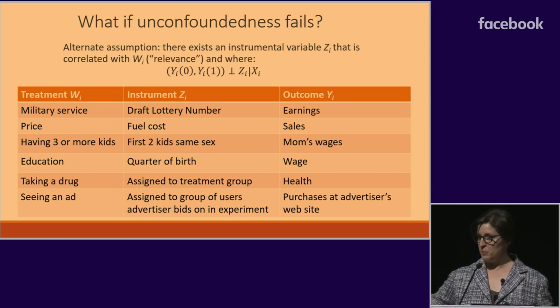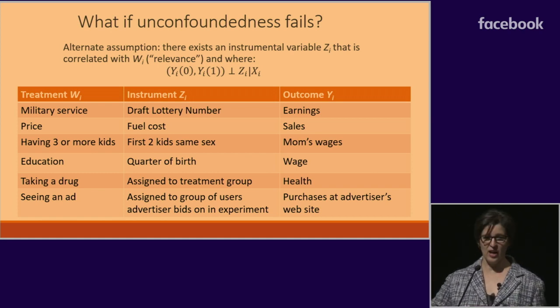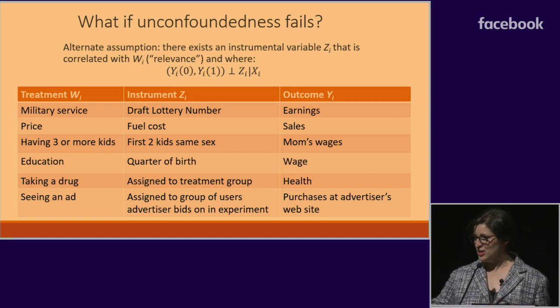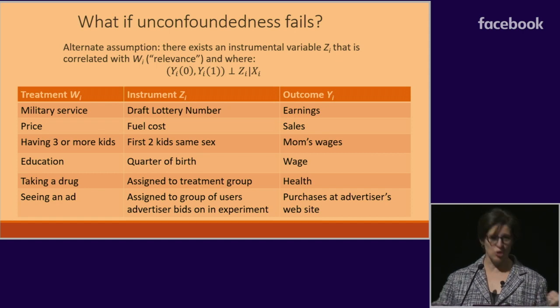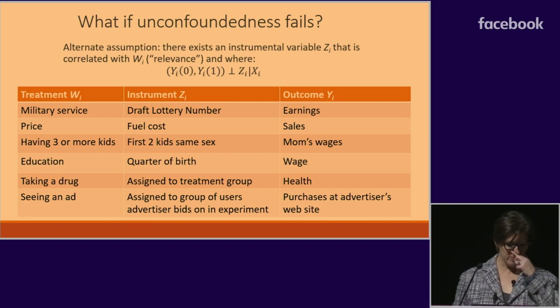Now, rich people, or people that had sore ankles or heels or things like that, that had a high lottery number still didn't go to war. So the instrument didn't completely determine who goes to war. It just made you more likely to go to war if you had a high draft lottery number.